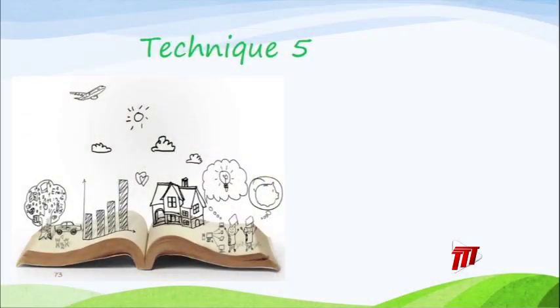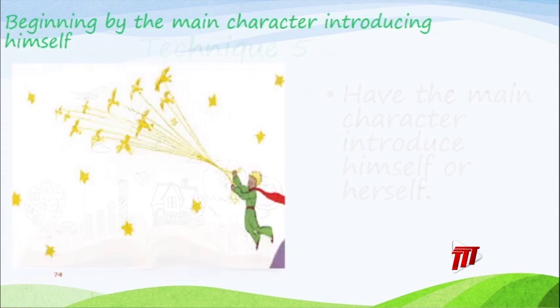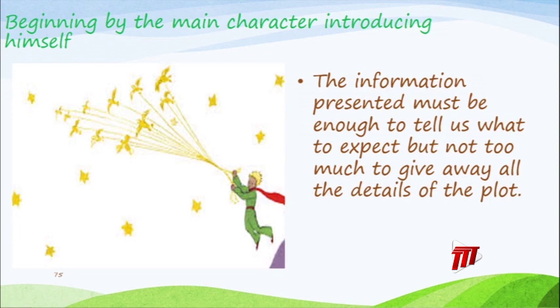Let's take a look now at the other technique, Technique 5. Having the main character introduce himself or herself in the story. When we use this technique to begin our story, the main character tells us a bit about himself at the beginning of the story. The information presented must be enough to tell us what to expect, but not too much to give away all the details of the plot. Remember, you want to give just enough so that you pique or entice the curiosity of the reader so that they would want to continue reading your story.